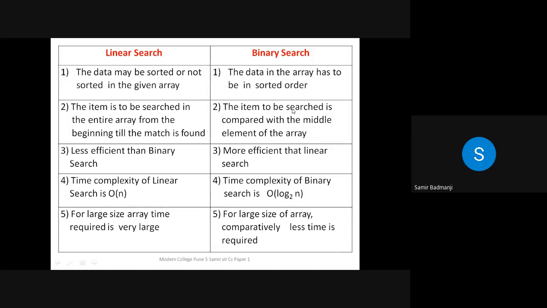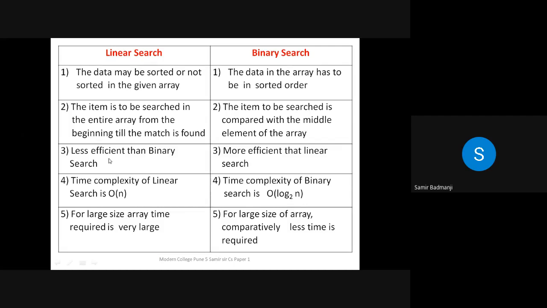Whereas in binary search, what happens? We divide the array into 2 every time. So the item to be searched is compared with the middle element of the array. Every time we divide the array into 2 parts, left side or right side, and we have to search that element. Suppose that element is less than mid, then search the first half. If the element to be searched is on the right hand side, then search the right side. Which we have seen last time in binary search.